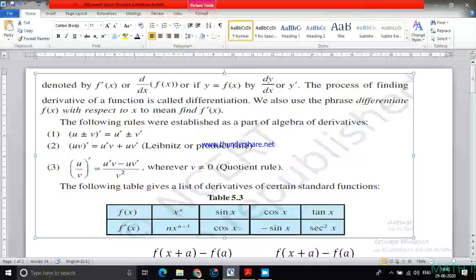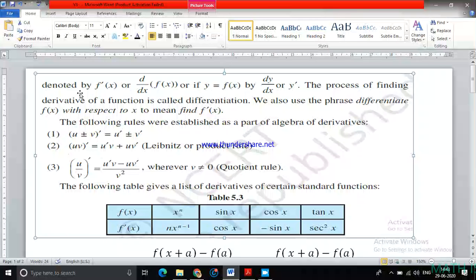So we are going to start the next topic, differentiation or differentiable functions, differentiability. So before we discuss the new topic, just recall what we studied in class 11.